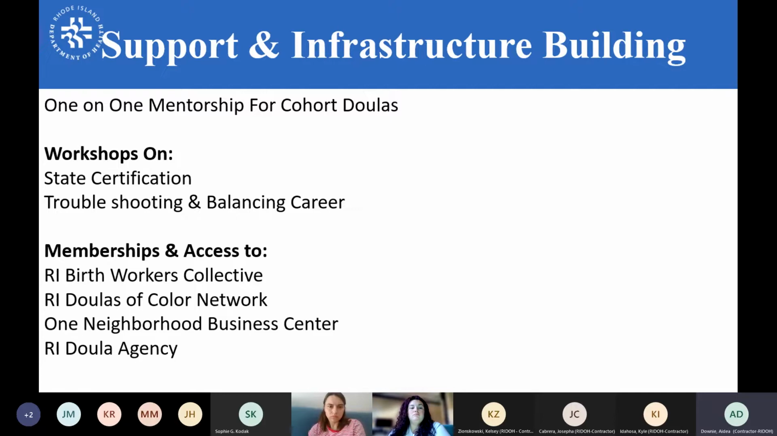The Birth Workers Collective was looking at admin and billing, supporting doulas on that. So we gave them the year-long membership to that, as well as RI Doulas of Color Network. We paid for a year-long membership. That's a network of doulas of color who come and coalesce and support each other. And then also One Neighborhood at a Business Center, and they connected many of the people there so they could support that. And then also the Doula Agency.